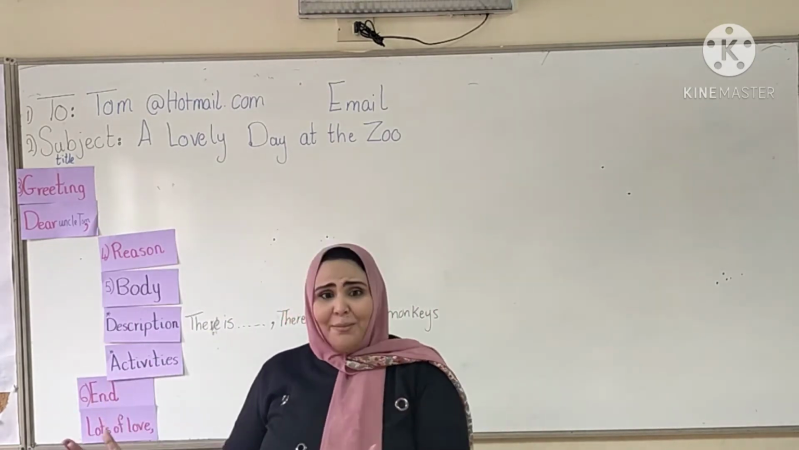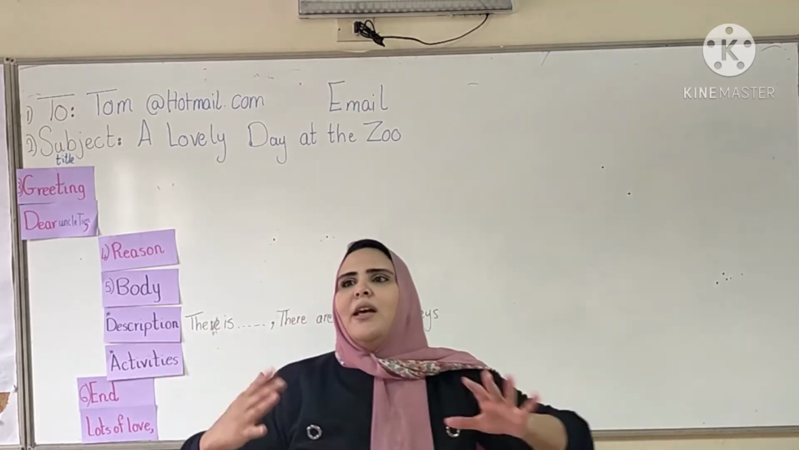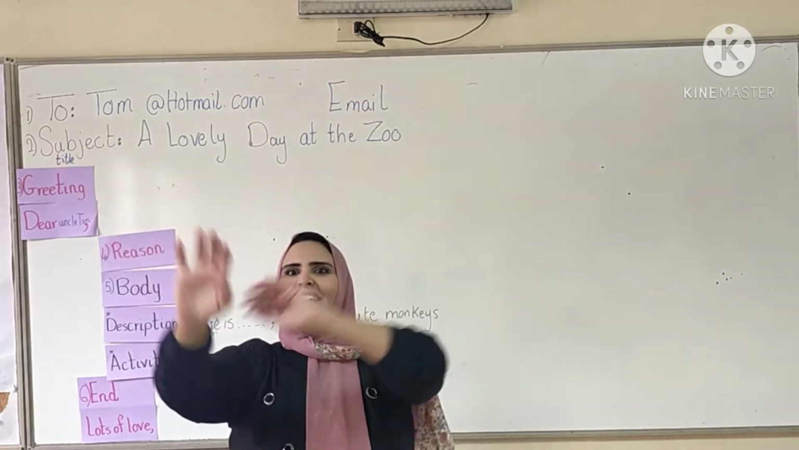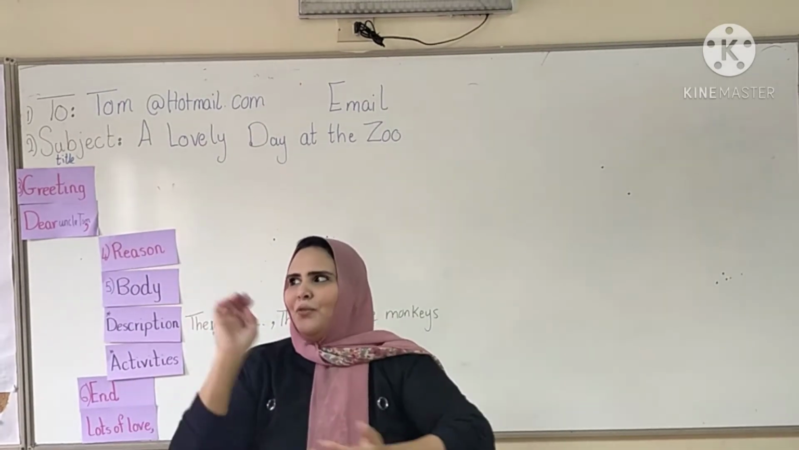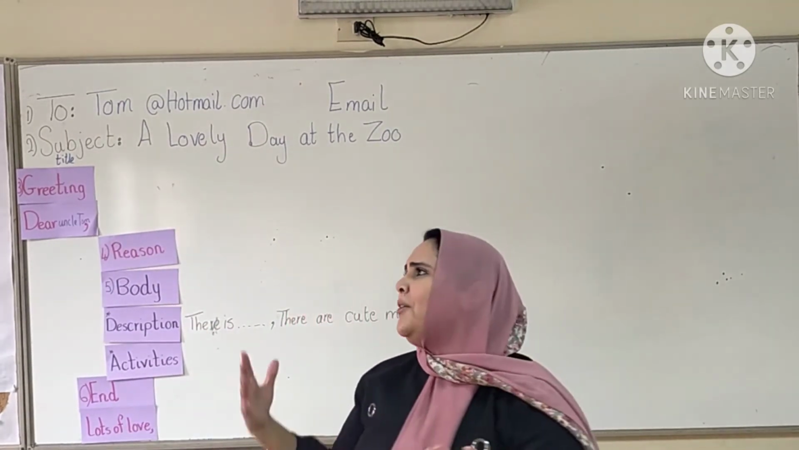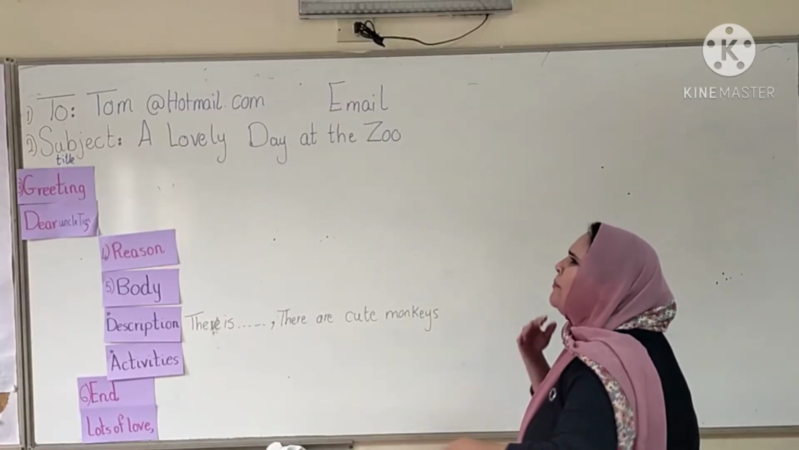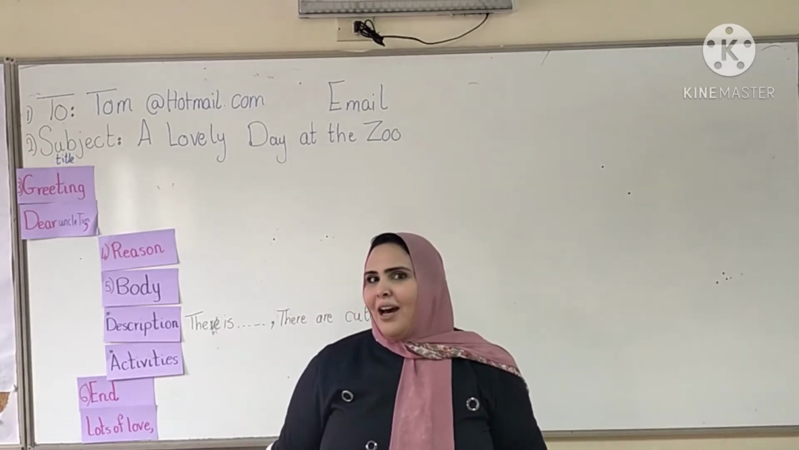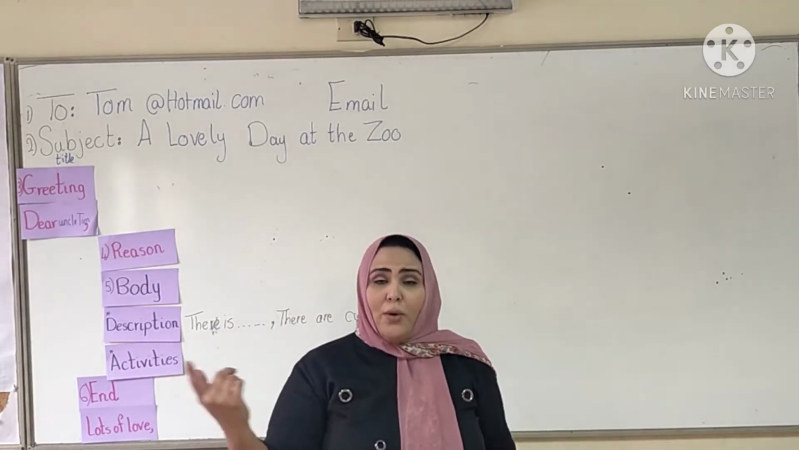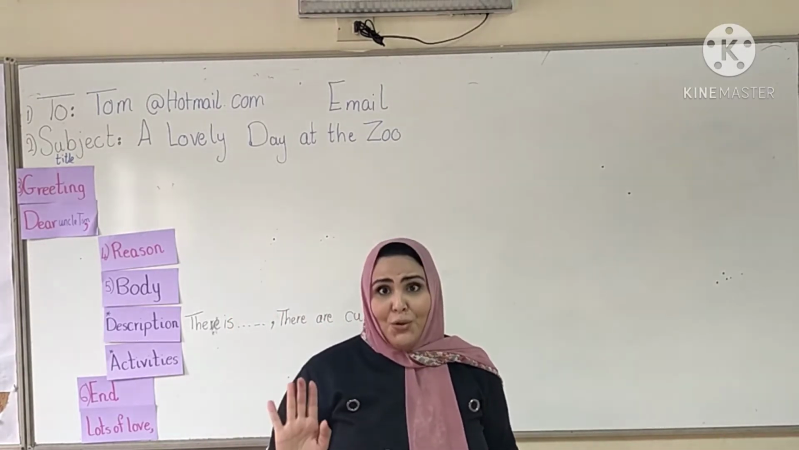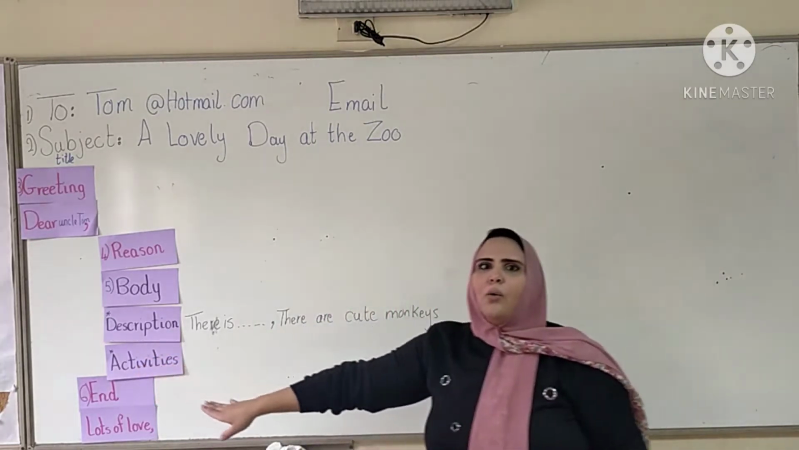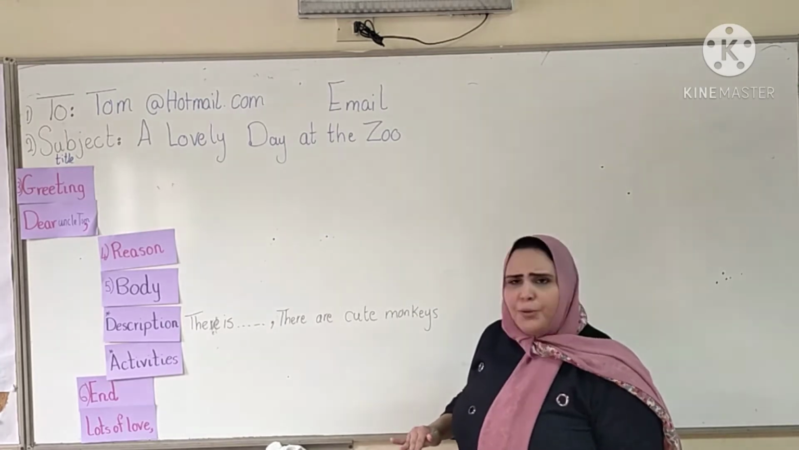You're describing the animals. For example, there is a lovely giraffe. It has a very long neck. Full stop. There are cute monkeys. They are playing all the time and they are eating bananas. Now you are describing what you saw in the zoo, right? We finished the description now. What comes after the description?